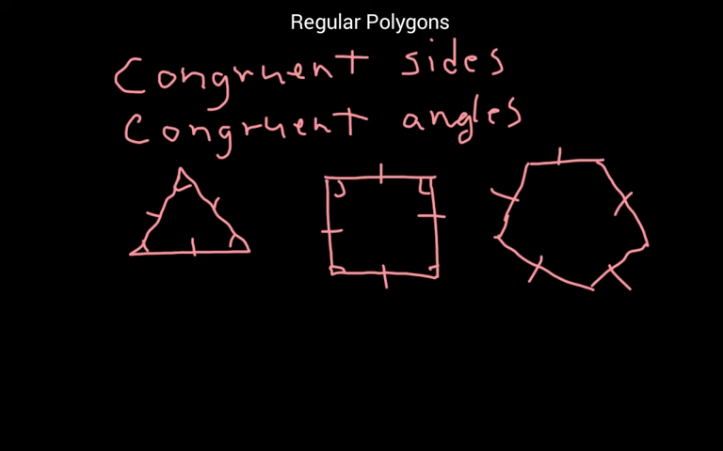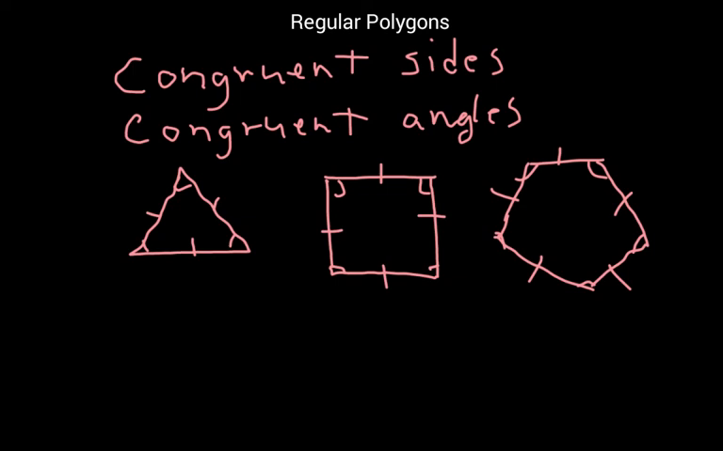So with this regular pentagon, we know that each side has the same length, and each angle is the same size. So a typical math problem here would be, what is the measure of the angle in a regular pentagon? Each angle would have the same measure.